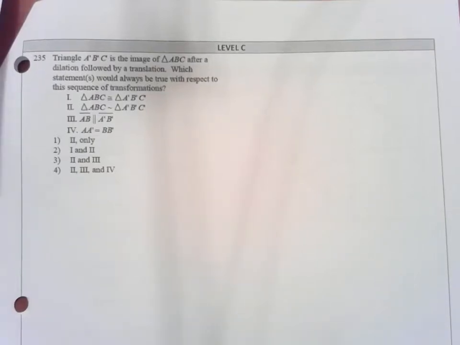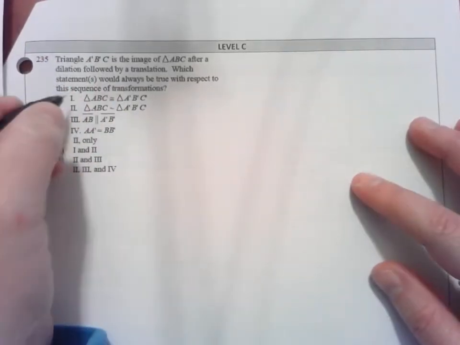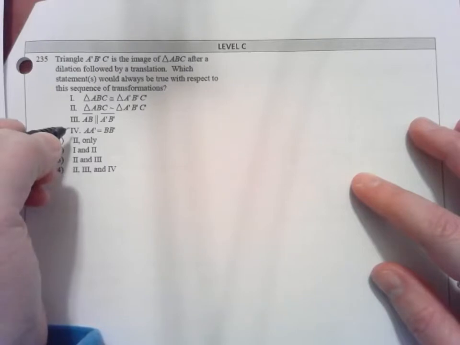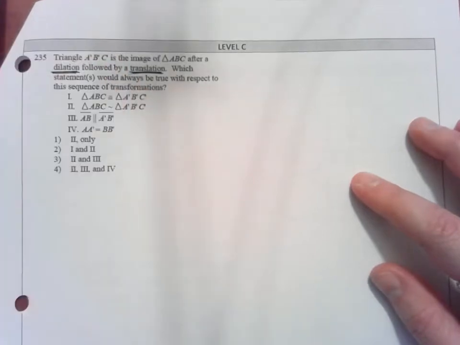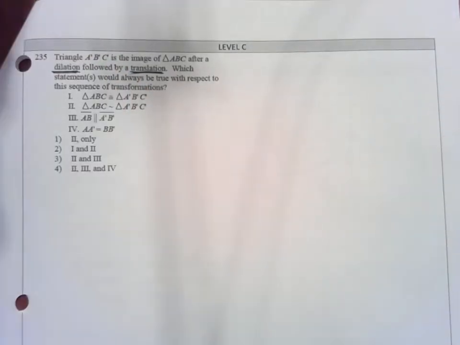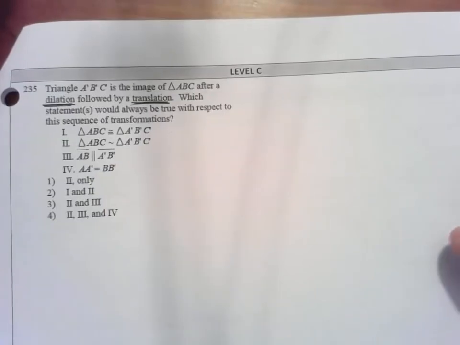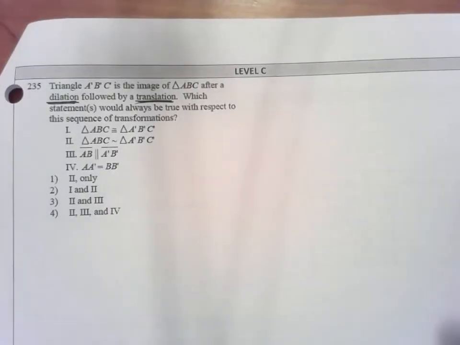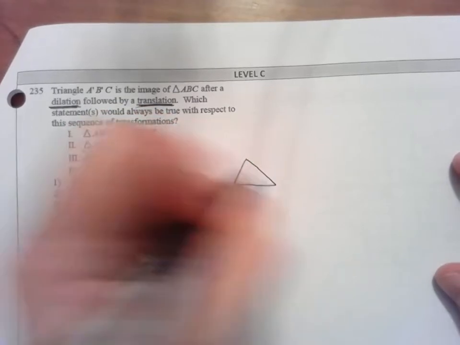This problem is asking you to identify which of these statements would be true when you performed the dilation of a figure followed by a translation. Since we're talking more generally about what will always be true, a helpful strategy is to draw a picture to represent this scenario. So we have triangle ABC. Just go ahead and draw it out. It doesn't matter what it looks like.